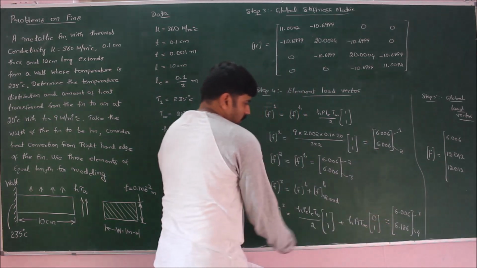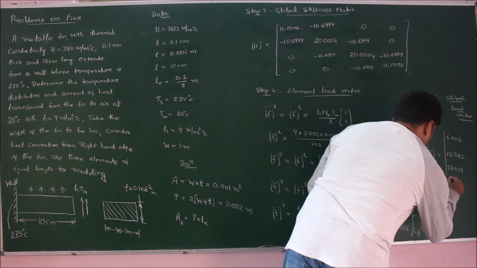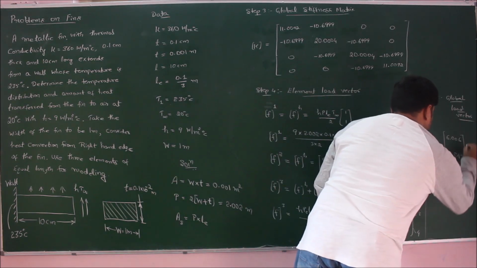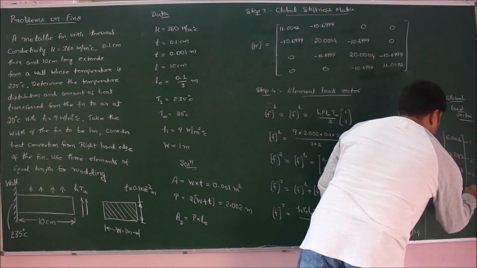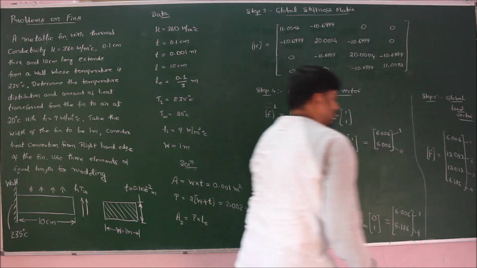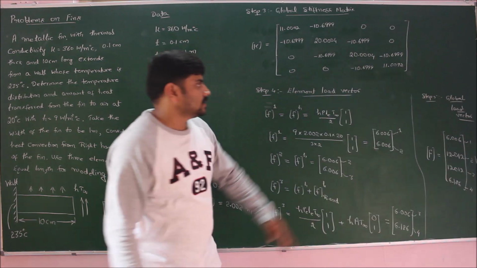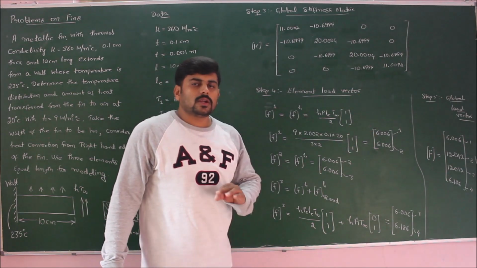At node 4 we have only one load, that is 6.186. So this is at node 1, node 2, node 3 and node 4. The unit is watts. So this completes the step 5, global load vector.